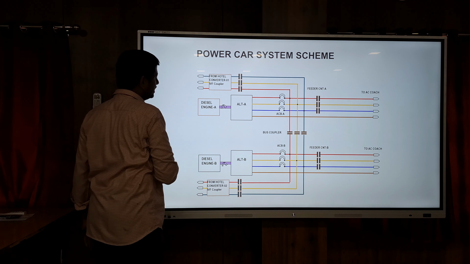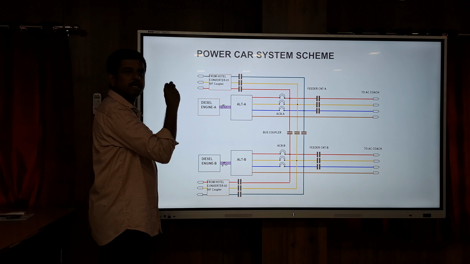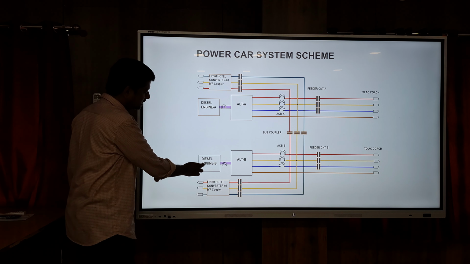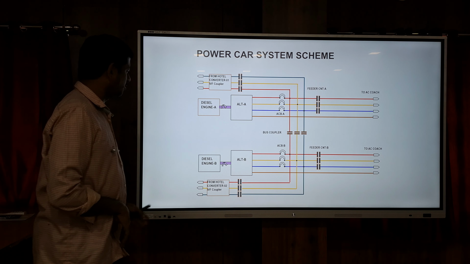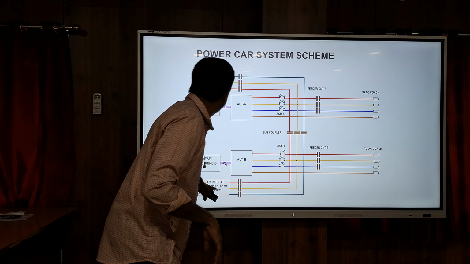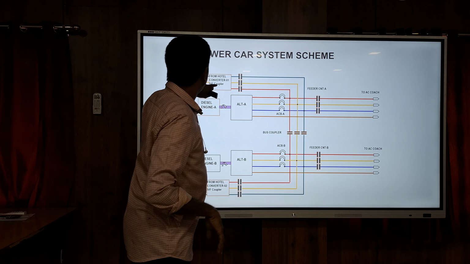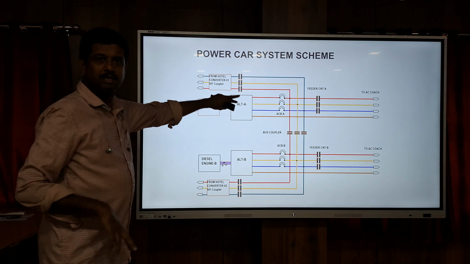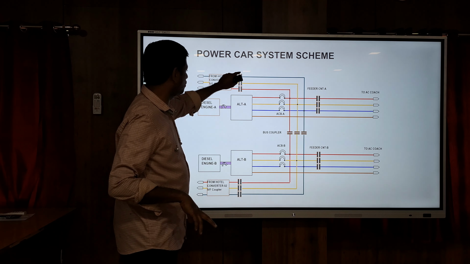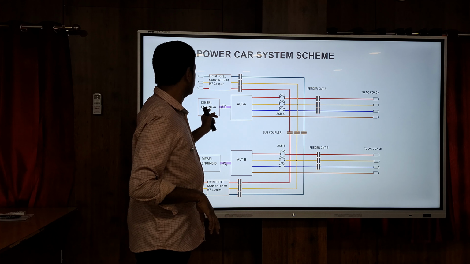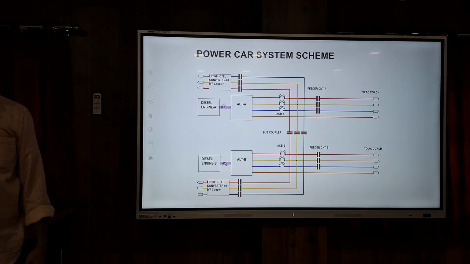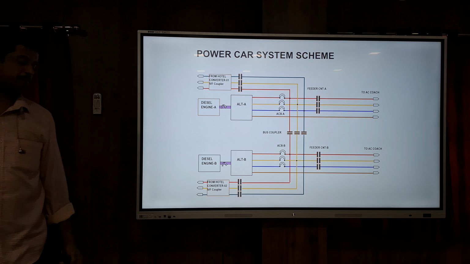Similarly, in place of DG set A, we have to connect hot load A. Otherwise, in place of DG set B, we have to connect hot load B. Here it is mentioned, sorry, from hot load IV coupler it is there. Based on that, by operating this contactor or this contactor, they can select either the DG set or the hotel load. Like that, they can select based on the requirement and condition of the loco hotel load or power car equipment.